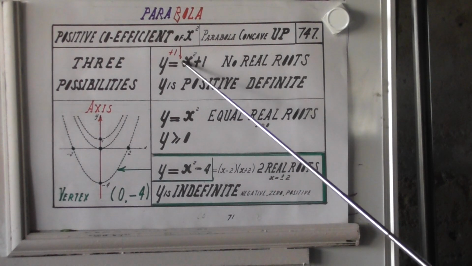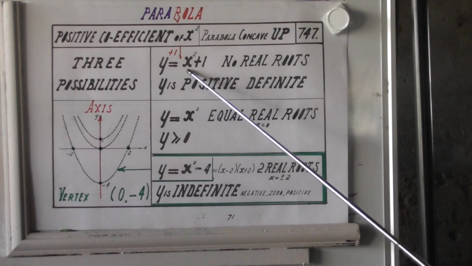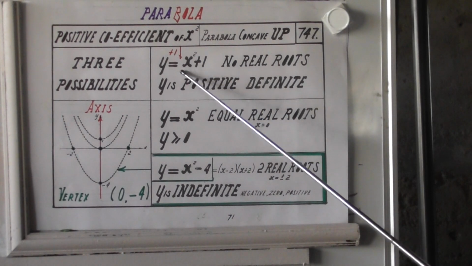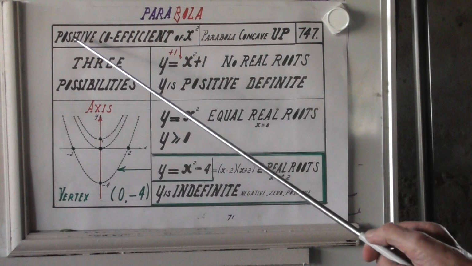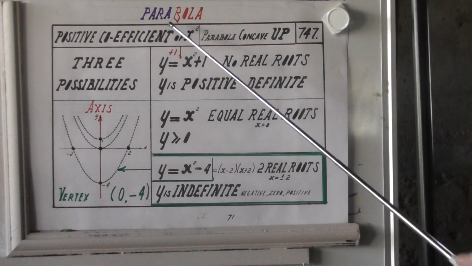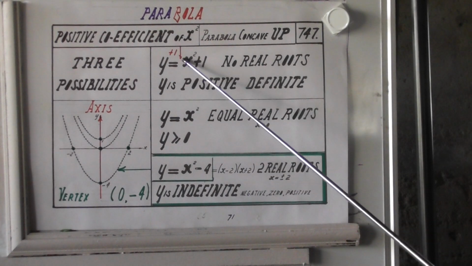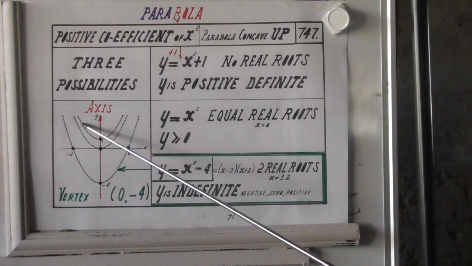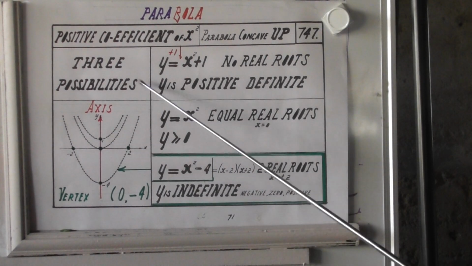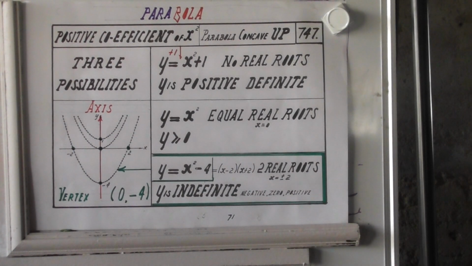This is called y equals x squared plus 1. The number in front of the x squared is a positive coefficient. That's very important. If this is positive, then the parabolas are these shapes. Concave up.